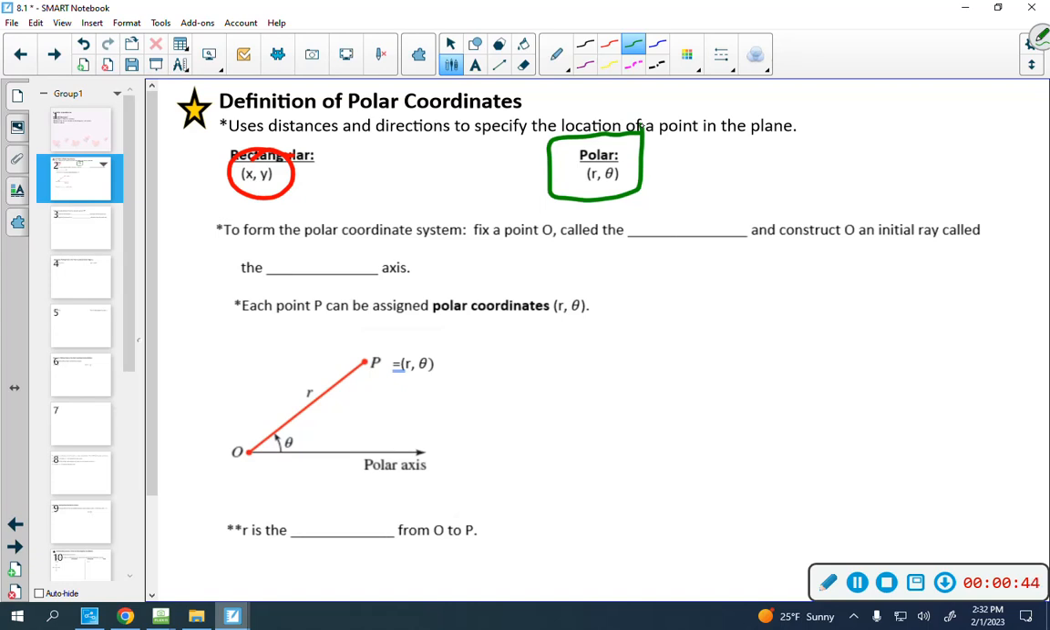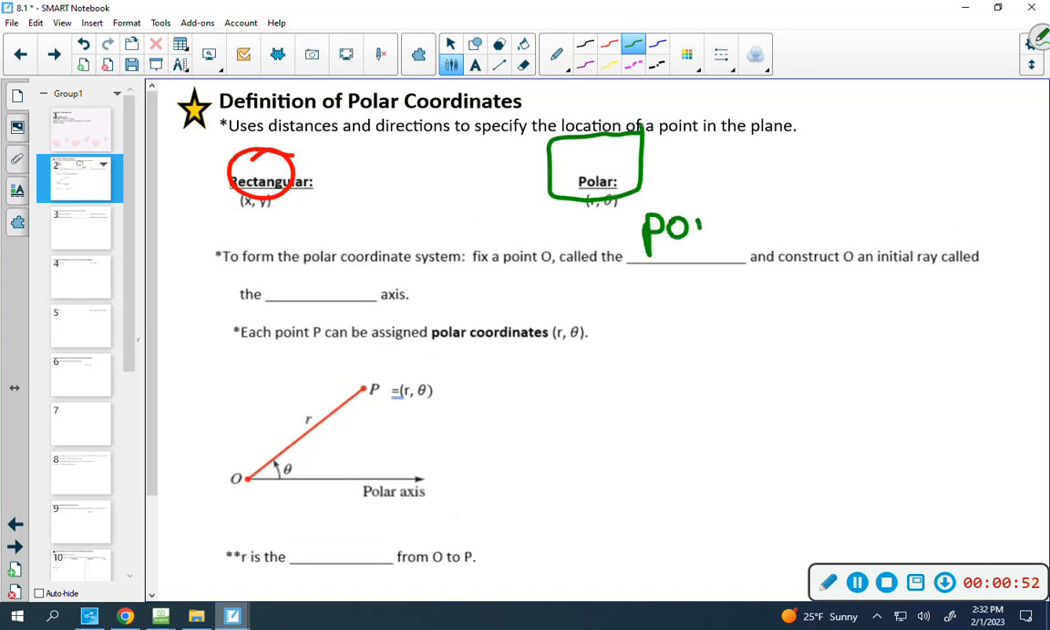So, to form the polar coordinate system, fix a point O called the pole, P-O-L-E. I'm wording on this thing. And construct from O an initial ray called the polar axis. Okay. So each point can be assigned polar coordinates.